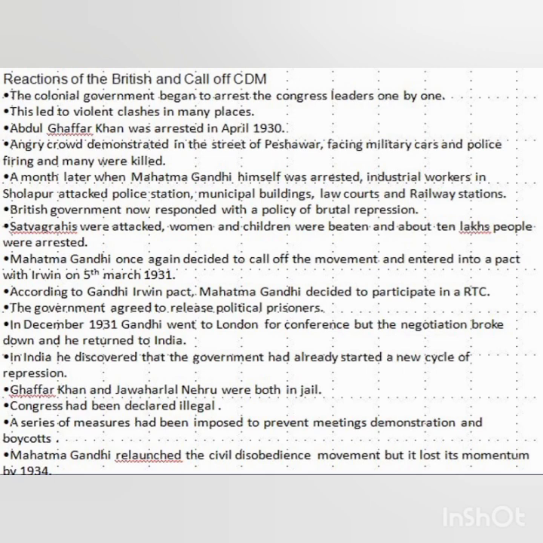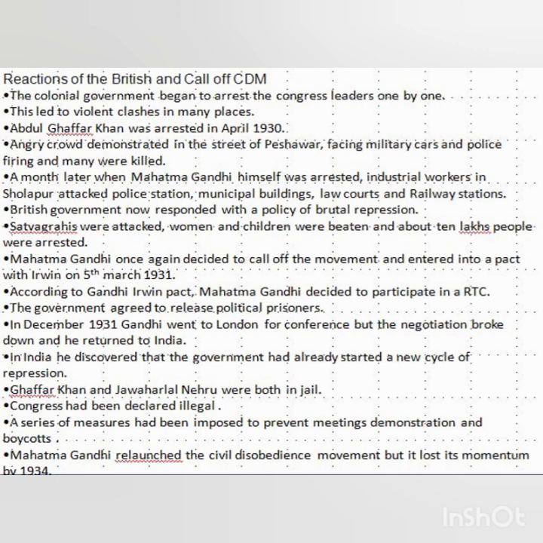So what were the reactions of the British, after which Gandhiji decided to call off the civil disobedience movement? The colonial government began to arrest the Congress leaders one by one. This led to violent clashes in many places. Abdul Ghaffar Khan was arrested in April 1930. Angry crowds demonstrated in the streets of Peshawar, facing military cars and police firing, and many were killed.